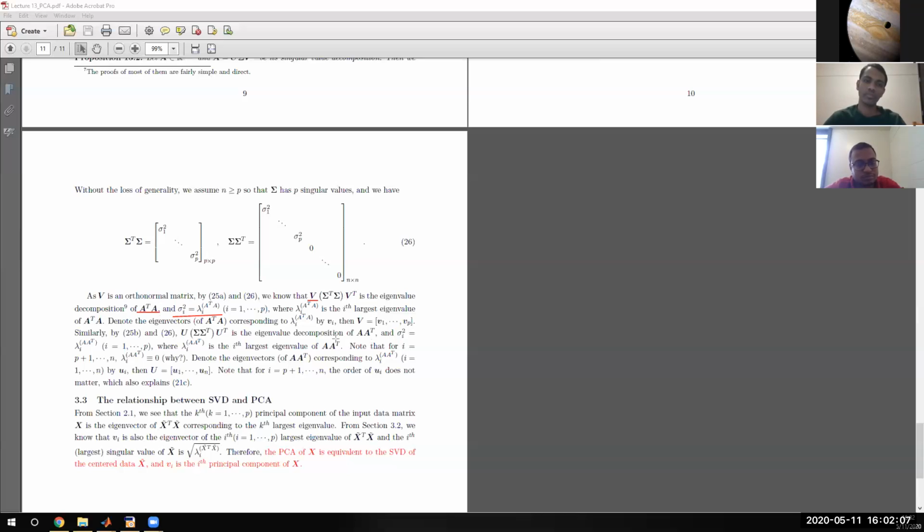And the U's are what? The corresponding eigenvectors of A A^T. And hence, as long as I do the eigenvalue decomposition of A A^T or A^T A, I'm going to get the U, the V and the sigma, and I'm done with the singular value decomposition. Got the point? Okay, let's see an example.